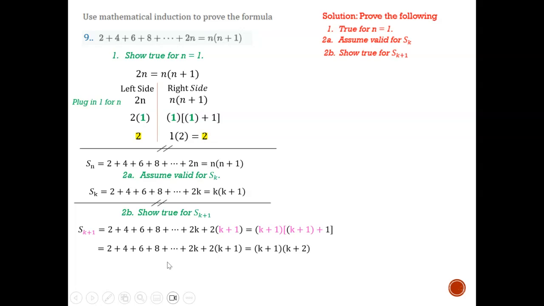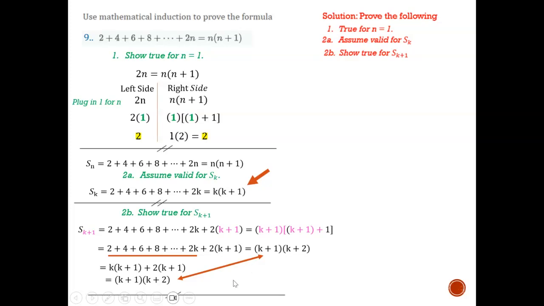Okay? So then, like before, the 2 plus 4 plus 6 plus 8 plus dot dot dot plus 2k is equal to, what? Is equal to k times (k plus 1). I'm going to add to it 2 times (k plus 1). Now, hey guys, what do they have in common? The k plus 1. What's left? k plus 2. You see, guys, it matches the right side. So that's how you prove it.